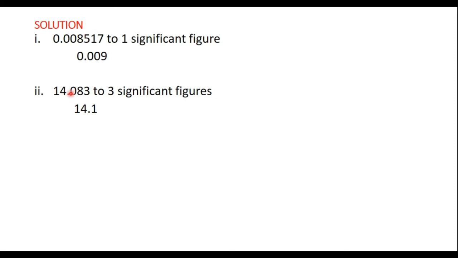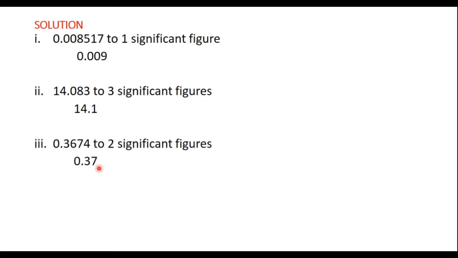Now, if the 0 was in front of the number, then it would not be significant. But immediately it comes after the first significant figure, 0 now becomes a significant figure. So the third significant figure we are talking about here will be 0. The number after 0 is 8. It is 5 or above. So we add 1 to 0, we are going to get 1. So here you have 14.1 as 3 significant figures.